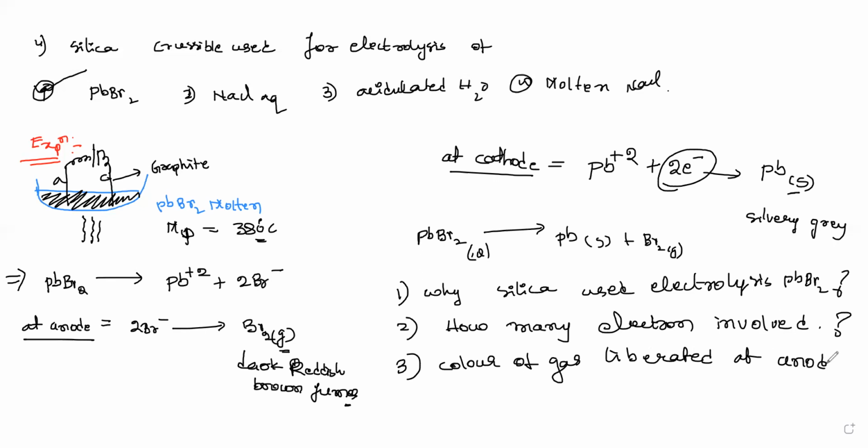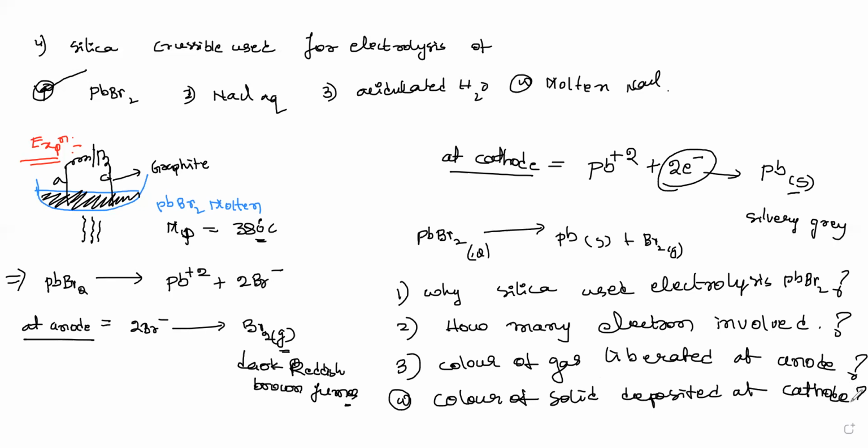And the color of the solid deposited at the cathode in this electrolysis process. Like this, we can make a number of questions based on this. This is the way for the electrolysis of PbBr2. This is the question-to-answer method.